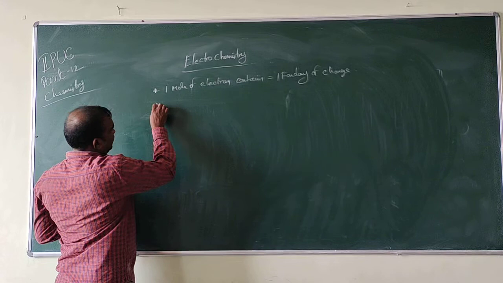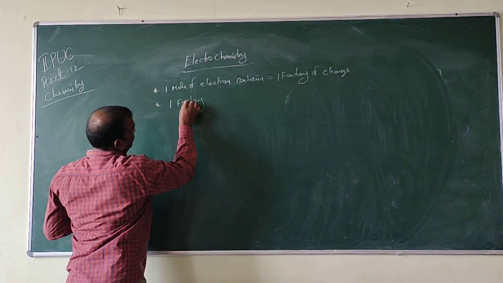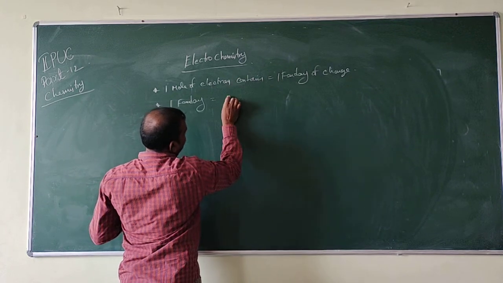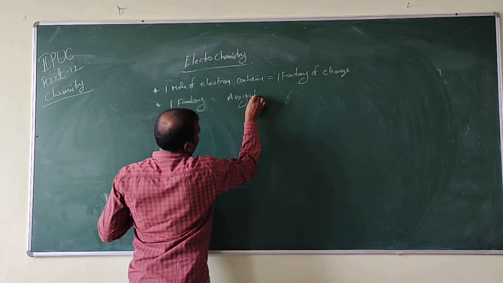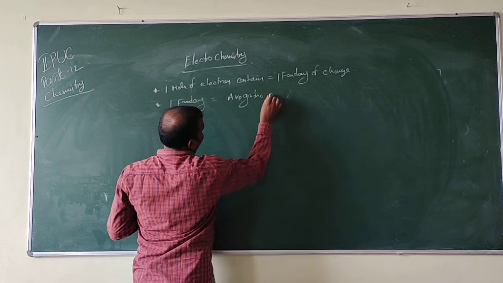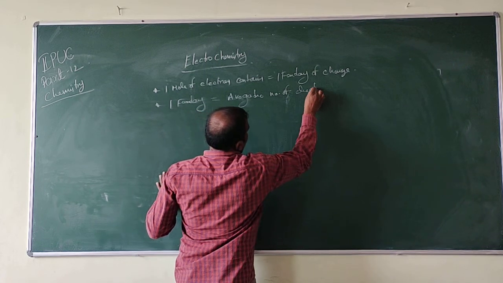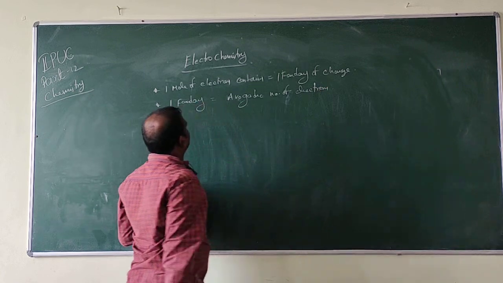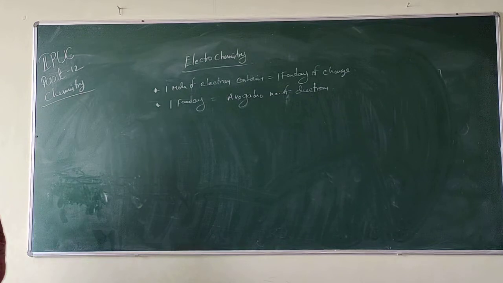So 1 Faraday is equal to Avogadro number of electrons. So we'll do the problem here.